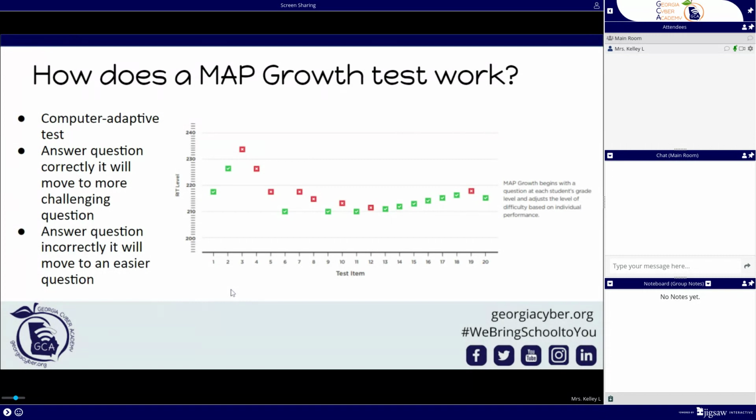So how does the MAP Growth test work? First, it's a computer adaptive test. That means students will start off at one question or one level, and if they get it right, it'll move to a more difficult question. If they get it wrong, it'll move to an easier or more relatable question. You can see in this image that the green checks are when the students got the question right, and the red X is when they started getting it wrong. The more questions you answer, the more it can dial in and get a sense of what the student knows and what their strengths and weaknesses are.